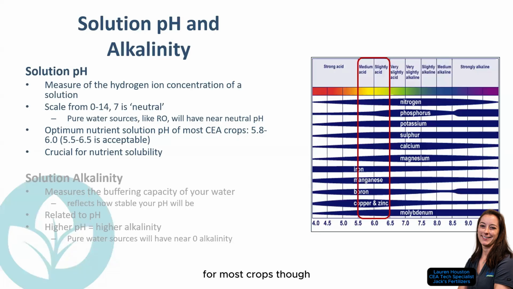For most crops, though, we want to operate within a much narrower range. Most plants are able to take up all of the nutrients that they're going to need at a pH between 5.5 and 6.5. That's where all of the nutrients are going to be completely soluble and plant available. But really, especially in CEA crops and hydroponic crops, we try to narrow it down even further to about 5.8 to 6, sometimes up to 6.2, depending on the plant species and its nutrient requirements. But you'll see on this breakdown in the image here how nutrient solubility changes at various pH.